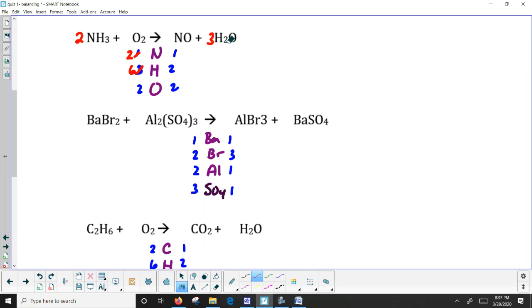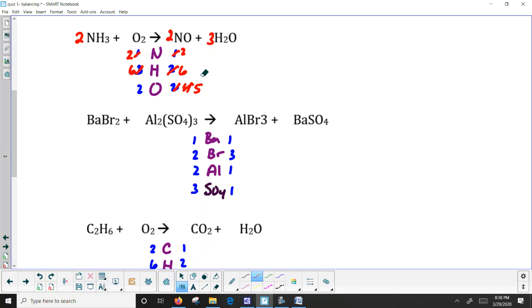So put 3 in front here, giving me a 6. That does change the number of oxygens though. So I've got 4 oxygens as a result. But then we also have to change the number of nitrogens. So here you need to have 2 nitrogens, but that also changes the number of oxygens. So now I've got 1, 2, 3, 4, 5 oxygens. Oh, this is going to be terrible.